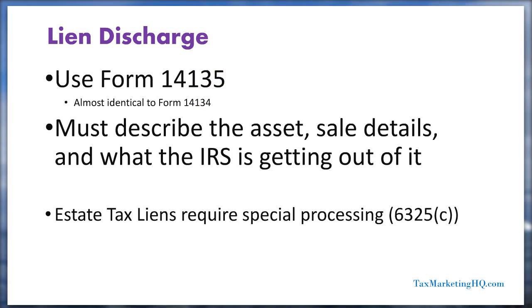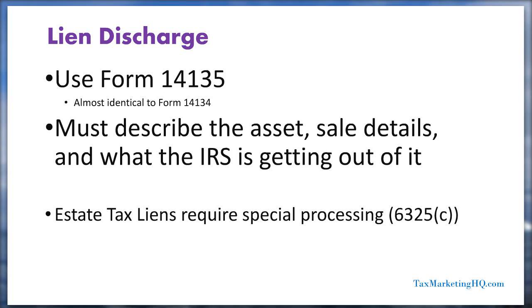I mentioned earlier the form 14135. It's almost identical to the 14134. And again, just like a subordination, you have to describe the asset, but you also have to lay out the disposition details. So the IRS wants to know, who are you selling it to? What are the financial terms of that sale? How much money are you getting now? Are you doing an installment contract where you're going to get paid over time? The IRS wants all those details, specifically so that the advisory group can follow your calculations to determine what the government is going to get out of this. Okay, remember the point of these tools is to facilitate resolution.